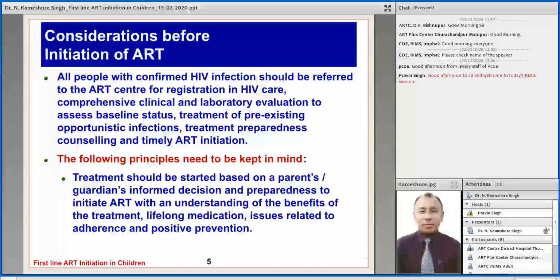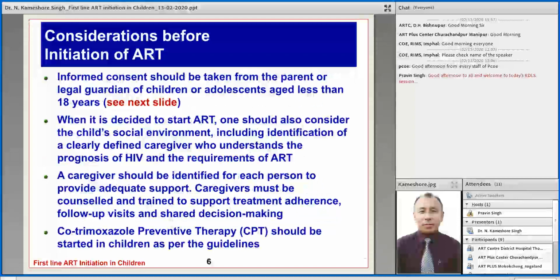While doing this, the following principles are to be kept in mind. Treatment should be started based on the parents' or guardians' informed decision, which is very important, and a preparedness to initiate ART with an understanding of the benefits of the treatment, the requirement for lifelong medications, and at the same time issues related to adherence and positive prevention to be addressed properly. Informed consent is to be taken from the parents or legal guardians of children or adolescents if they are less than 18 years. And this informed consent form we will show in the next slide.